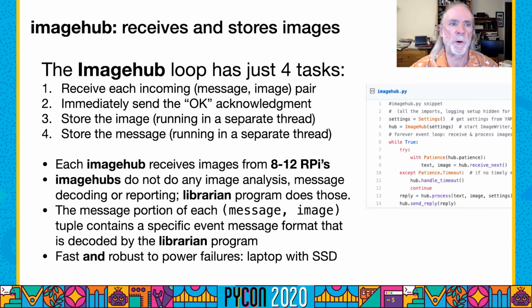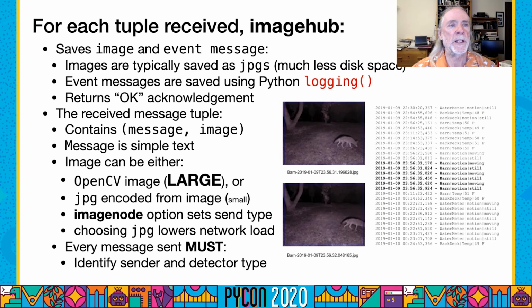So what does it do? It receives and stores images. It immediately sends an OK, stores the image, stores the message, and well, that's it. That's all it has to do. The fact that the Imagehub software doesn't do much is the key to its success. It handles images, it sends me a message if it's broken, and it runs. I've had Imagehubs running on the property now for over 2 years, with 1 or 2 restarts per year. For each tuple that the Imagehub receives, it saves the image and the event message. And the image it receives can either be an OpenCV image, which tends to be large, or it can be a JPEG encoded from that image, which is a lot smaller. And you can actually see a couple of images and the text from the log file of an Imagehub on the right.